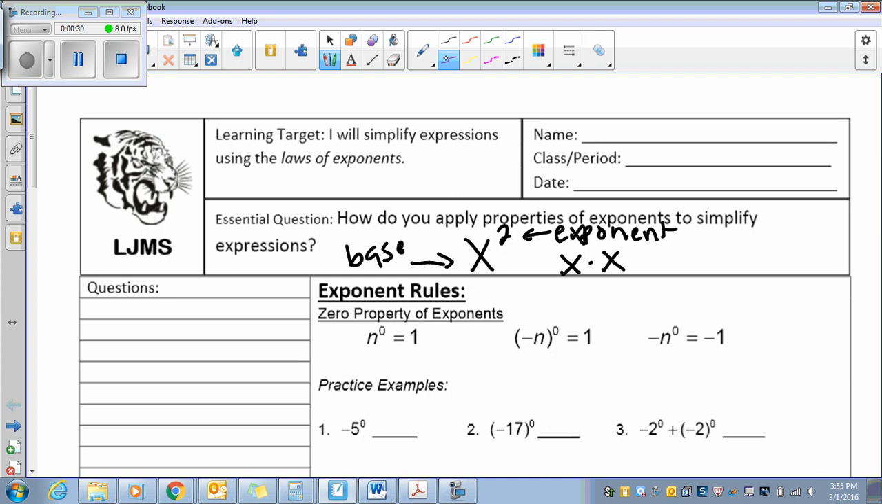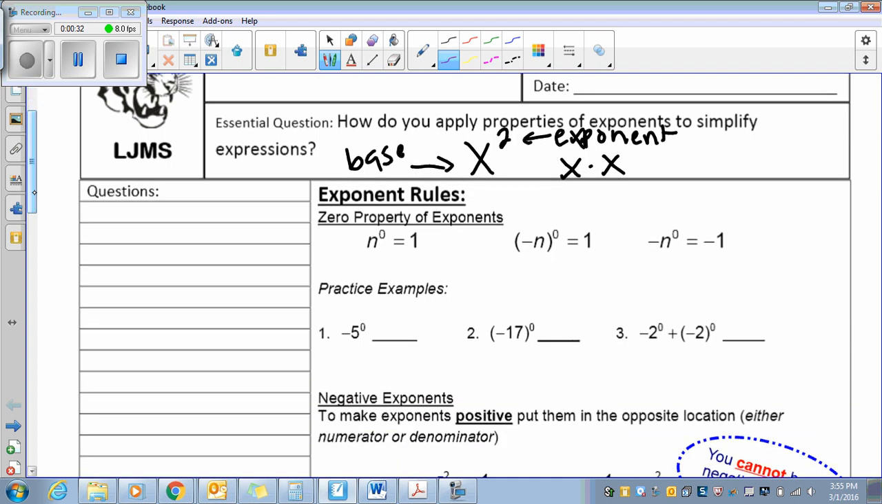The first law that we see is the zero property of exponents, which states that any number to the 0th power is 1. That seems kind of funny because you'd think any number to the 0th power is 0, but if you look at an example, 10 squared is 100. 10 to the first power is 10. You notice you're dividing by 10 as you go down. If you follow that pattern, 10 to the 0th is 10 divided by 10, which gives you 1. So any number to the 0th power is 1.